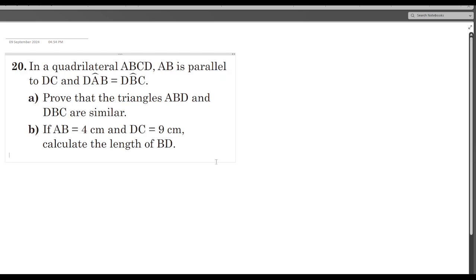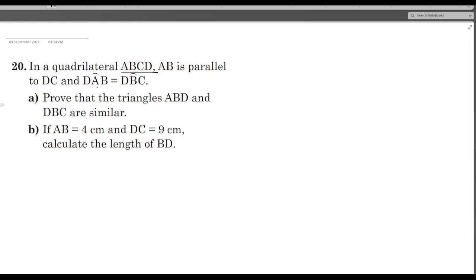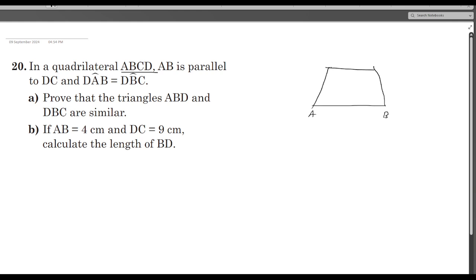Question number 20. In a quadrilateral ABCD, AB is parallel to DC. So let us consider it like this. This is AB, ABCD. Okay, AB and DC are parallel.